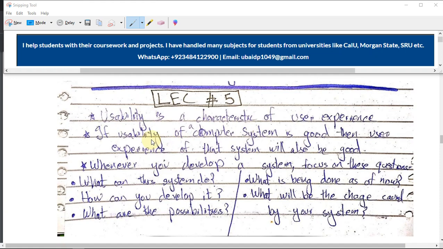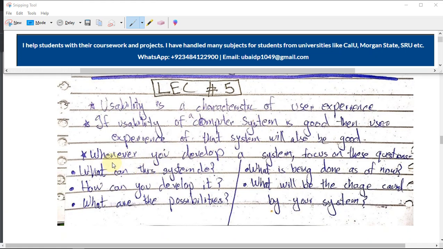If you are able to implement usability in a good way, then the user experience of that system will also be good. So there is a direct relationship between usability and the user experience of a software system, right? And the next line says, whenever you develop a system, focus on these questions.